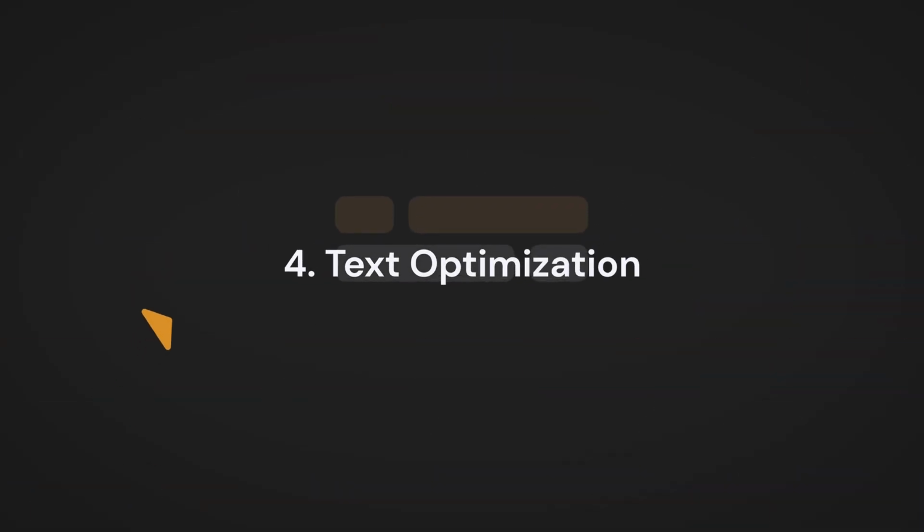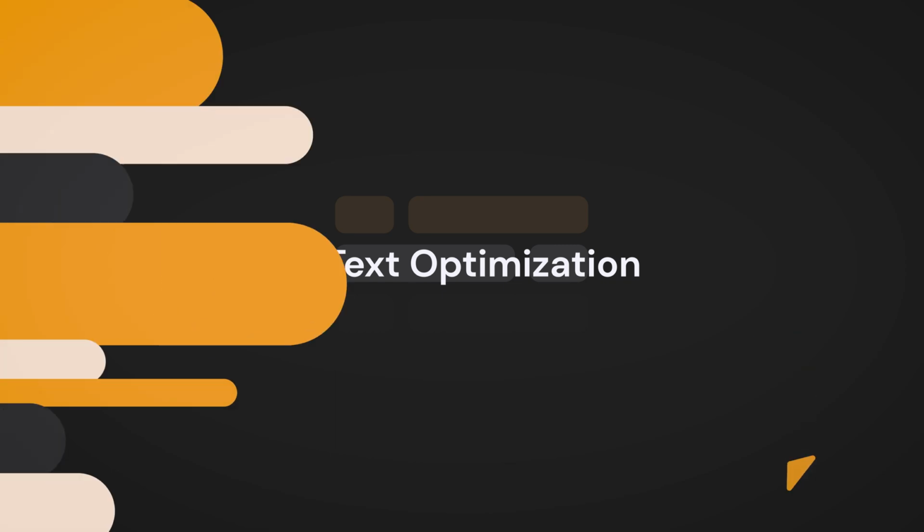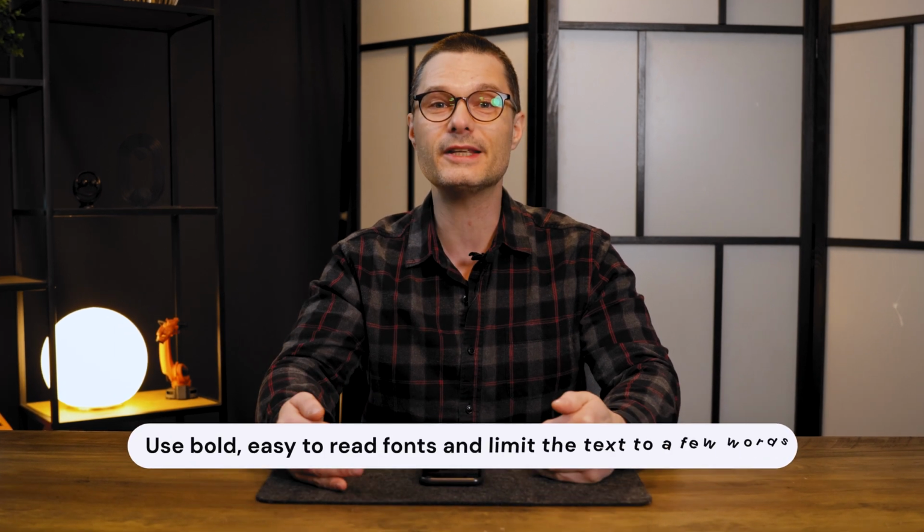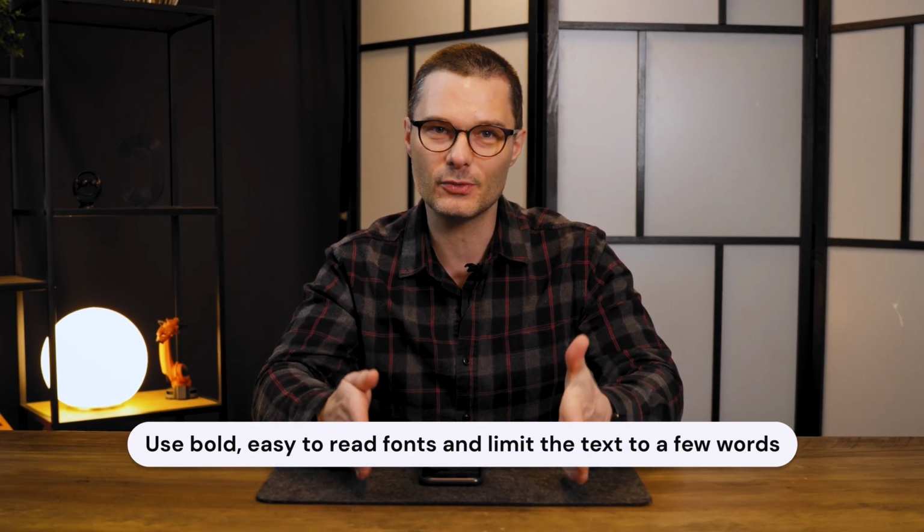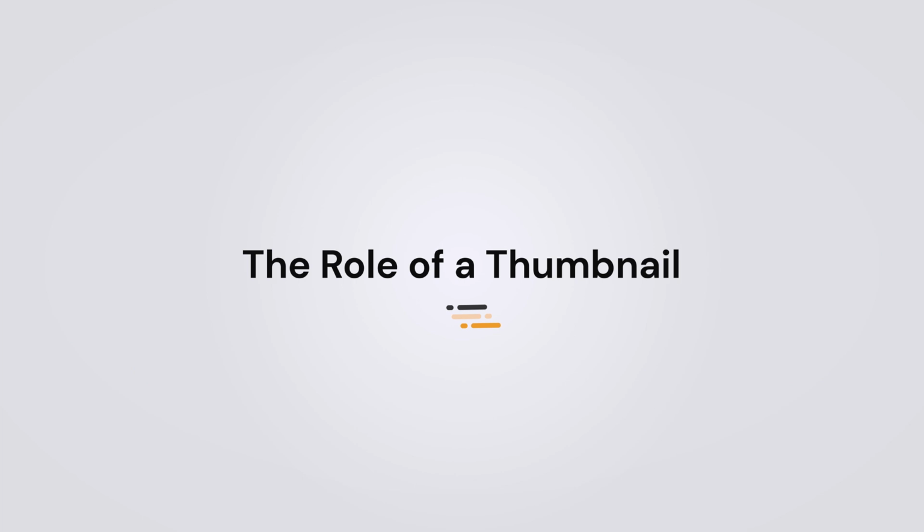Number 4, text optimization. If including text in your thumbnail, keep it concise and legible. Use bold, easy-to-read fonts and limit the text to a few words or a short phrase that complements the visual element. The role of a thumbnail.